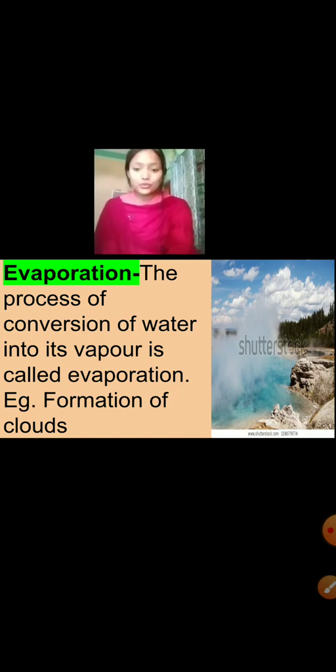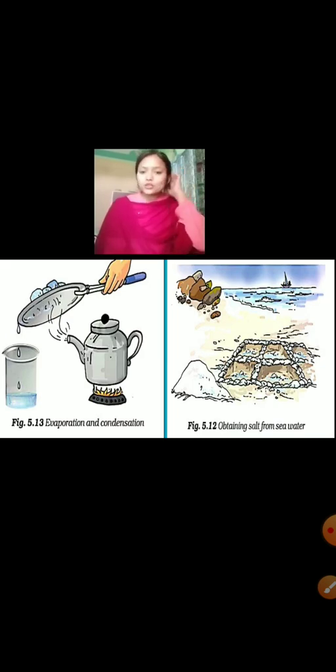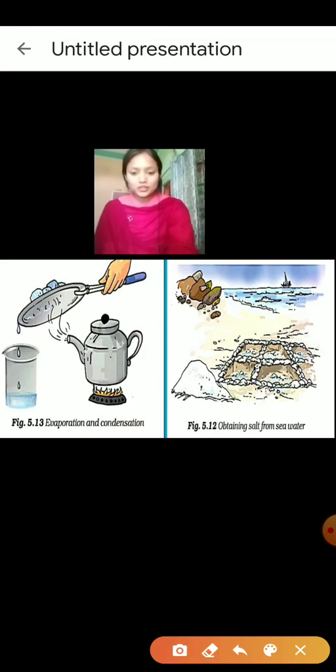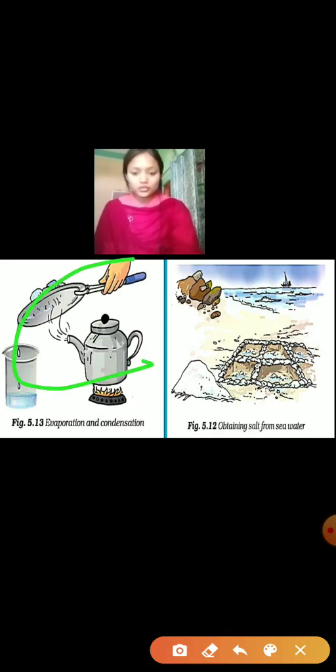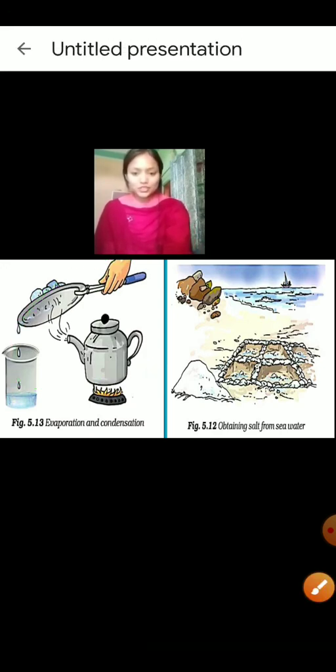Now let's move to condensation. As you can see here, the process of evaporation is going on, and from the sea water we can easily get salt. We can get salt from sea water through the process of evaporation only. And here, evaporation and condensation, both the processes are taking place simultaneously. I'll come to this later on. First we will study decantation.